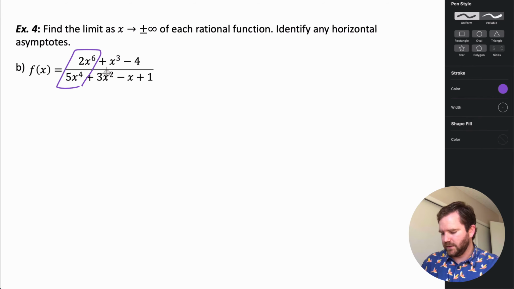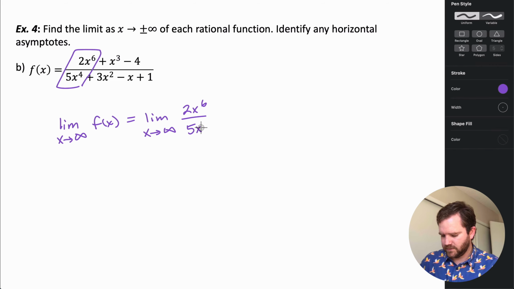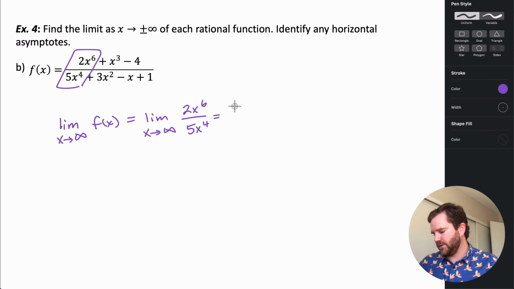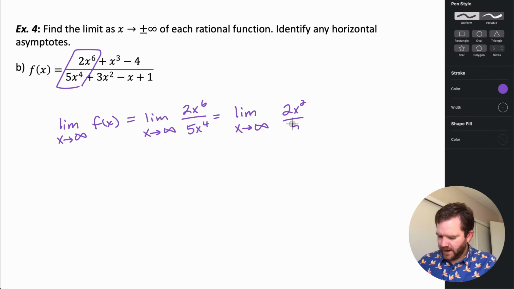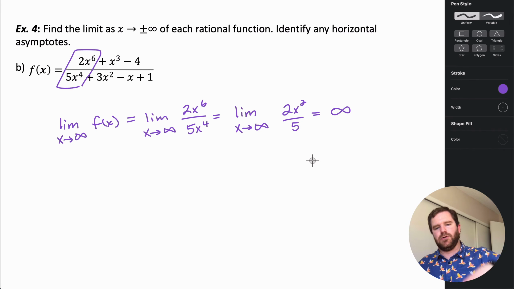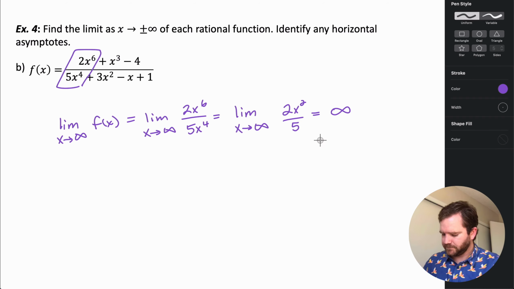And if I wanted to evaluate the limit of f of x as x goes to infinity, it's basically going to be the same as the limit of just the quotient of those highest degree terms, 2x to the 6th over 5x to the 4th. So let's go ahead and reduce this. I'm going to get the limit as x approaches infinity of 2x squared over 5. And if I plug in infinity into this, this is going off to infinity. So it's growing off into infinity forever.